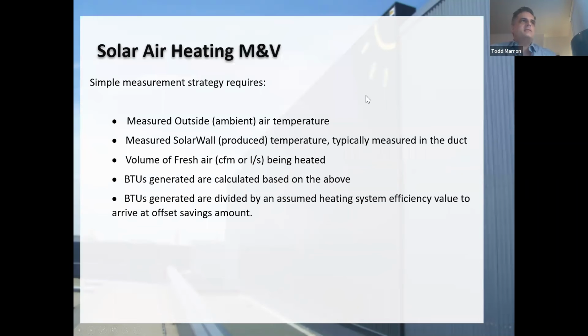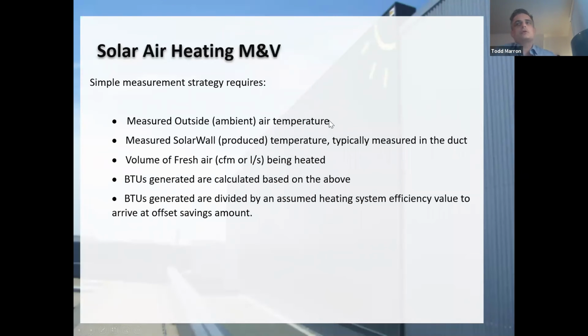just quickly dive into the M&V, what's required to measure it. So in a theoretical sense, it's very, very simple to perform measurement and verification of a solar wall system. So basically you need to measure a couple things.